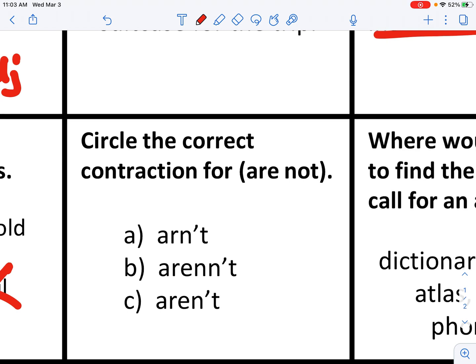Circle the correct contraction for are not. Remember, contractions will make a shorter word by combining the two longer words. So are not, if we put those two together, it would make aren't. And the missing letter that we're going to eliminate is that O. So that's going to be where our apostrophe goes. You're going to want to circle letter C, are not or aren't. You can see R, N, apostrophe in place of the O, and then the T.